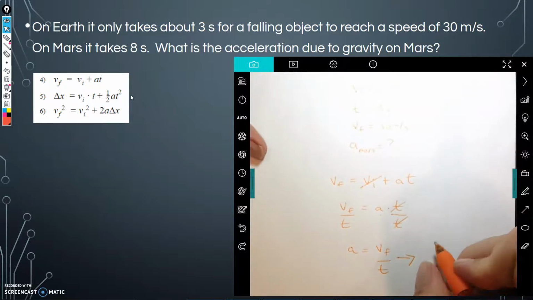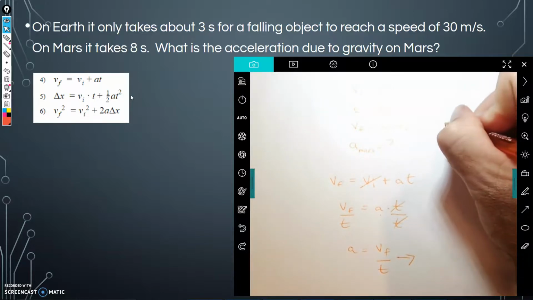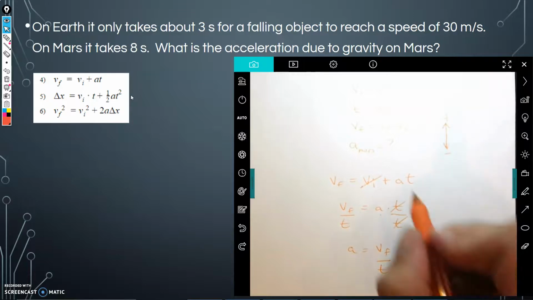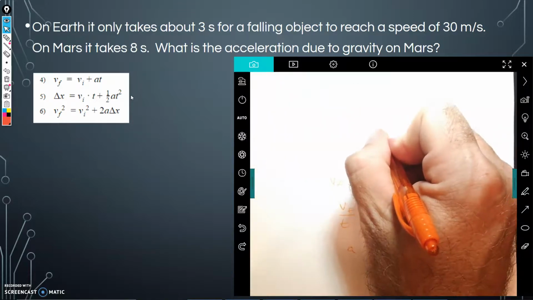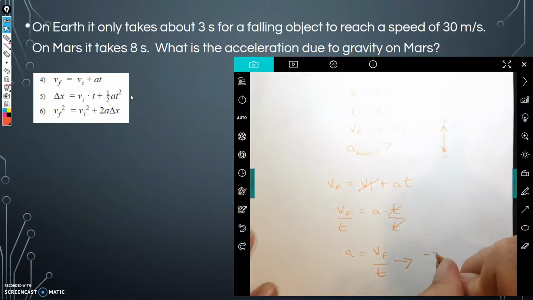All right, the final velocity was 30 meters per second. And again, because things are falling just like they would here on Earth, falling downward, we might go ahead and establish that downward direction as being the negative direction. And if that's the case, then we do need to put a negative sign in front of this final velocity here to indicate that that's an object that's falling at that speed in the downward direction. All right, so negative 30 meters per second as it falls downward with that speed. And it's going to fall for 8 seconds. That's the time.